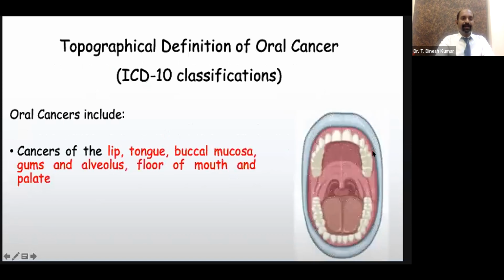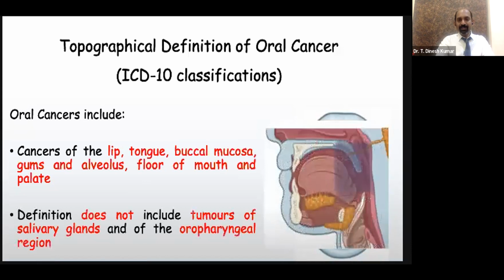The ICD classification, that is the International Classification of Diseases, says that cancers occurring on the lip, tongue, buccal mucosa, gums, and alveolus, floor of the mouth, and palate are what are referred to as oral cancers. But this definition does not include the tumors of the salivary glands which are occurring inside the oral cavity and the oropharyngeal region.